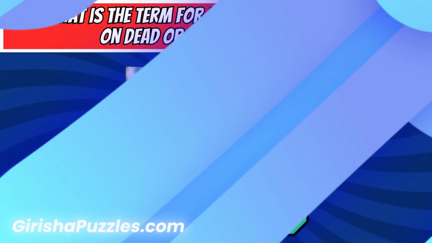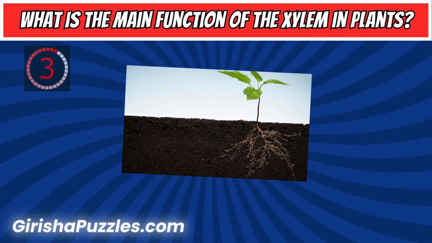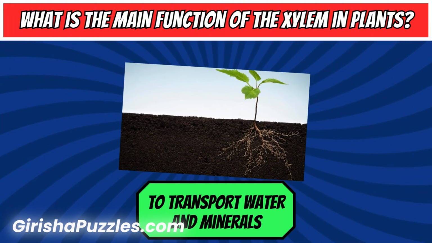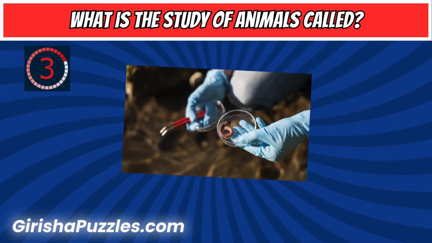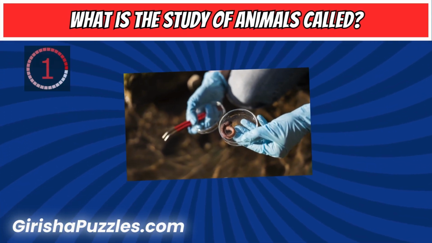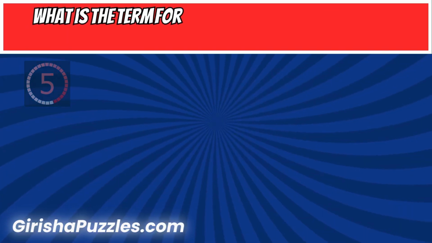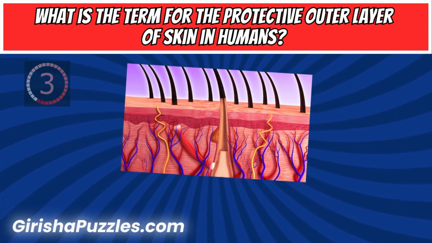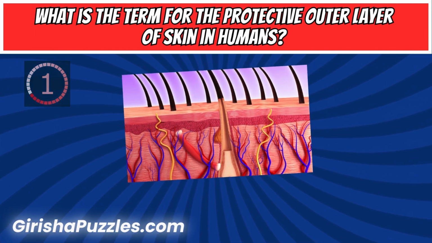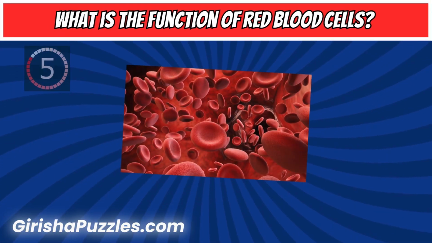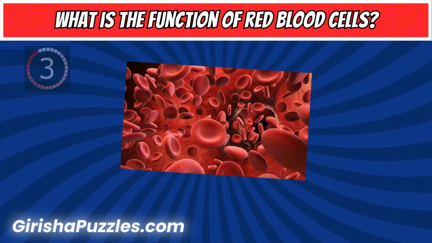What is the term for an organism that feeds on dead or decaying material? Decomposer. What is the main function of the xylem in plants? To transport water and minerals. What is the study of animals called? Zoology. What is the term for the protective outer layer of skin in humans? Epidermis. What is the function of red blood cells?